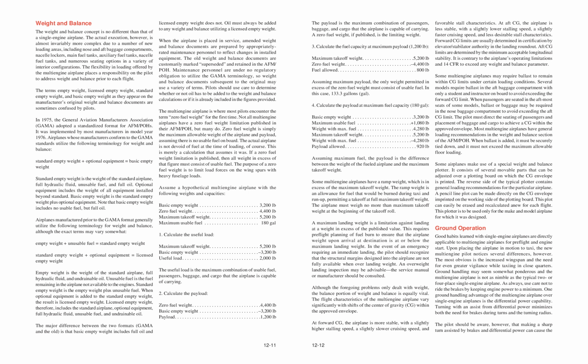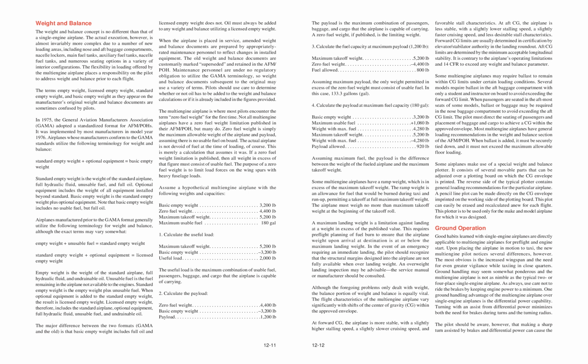3. Calculate the fuel capacity at maximum payload, 1,200 pounds. Maximum takeoff weight, 5,200 pounds, minus zero fuel weight, 4,400 pounds, equals fuel allowed, 800 pounds. Assuming maximum payload, the only weight permitted in excess of the zero fuel weight must consist of usable fuel. In this case, 133.3 gallons.